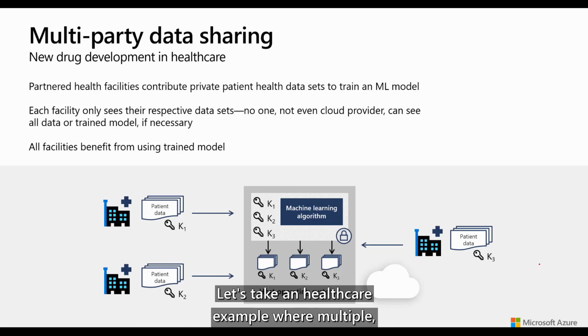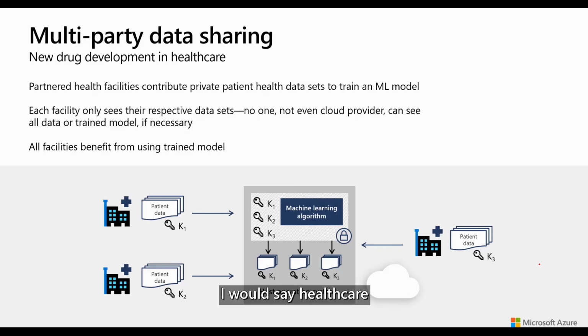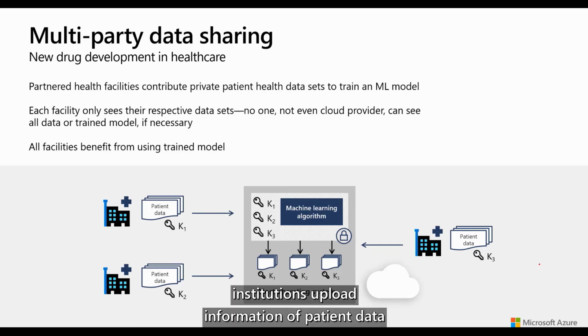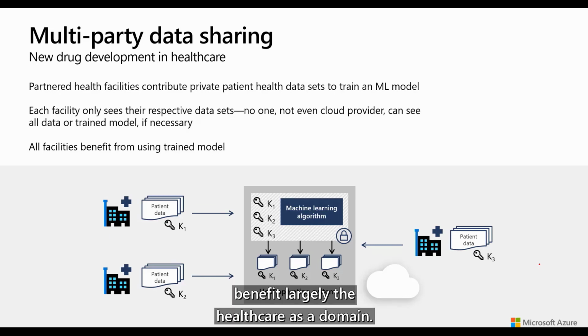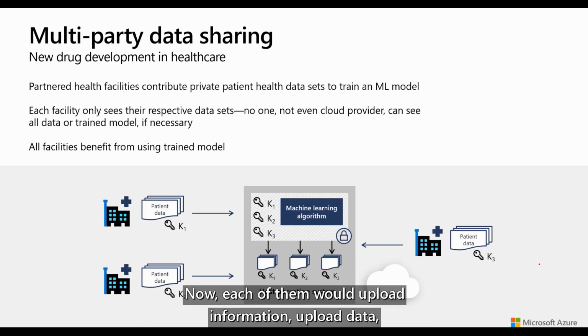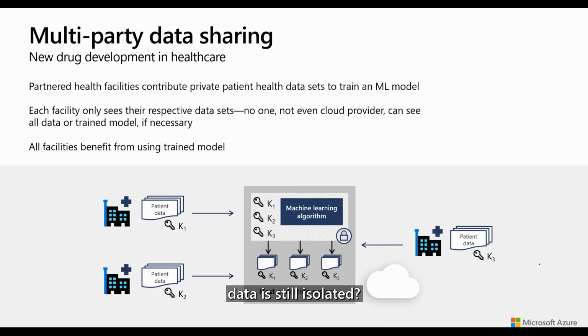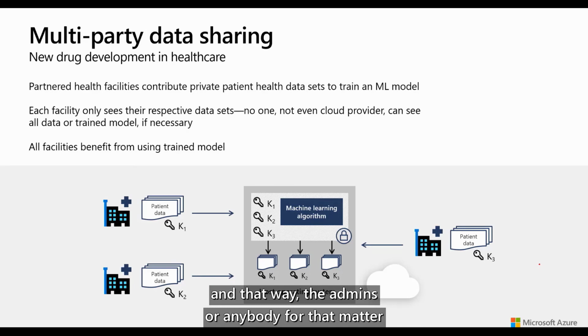Let's take a healthcare example where multiple healthcare institutions upload patient data for building a model which will benefit healthcare as a domain. Each of them would upload data, but how can we ensure that while the computation happens, data is still isolated? As patient data is uploaded onto the cloud, how do we ensure data is secured in a multi-party data sharing environment, so that the admins or anybody for that matter cannot see the data in their environment? I mean, that's the best part of it.